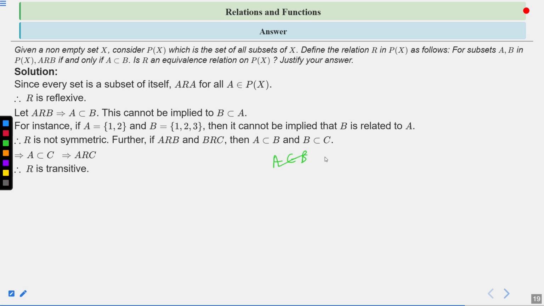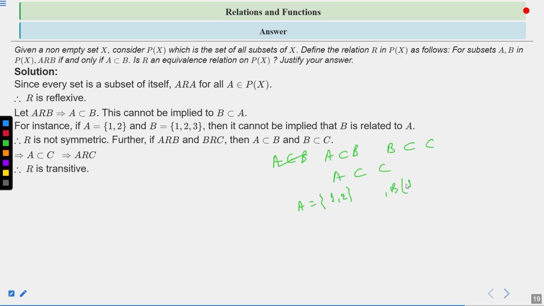Suppose A is a subset of B, and B is a subset of C. That means A will be a subset of C. Got it? A is a subset of C. Clear?